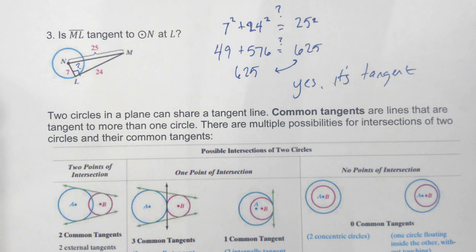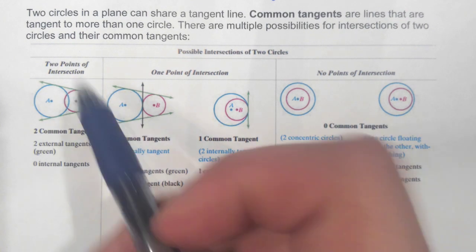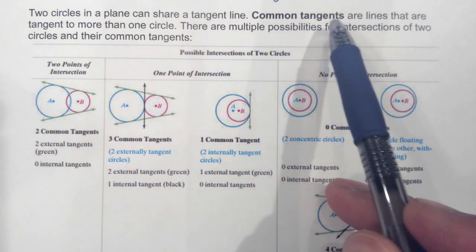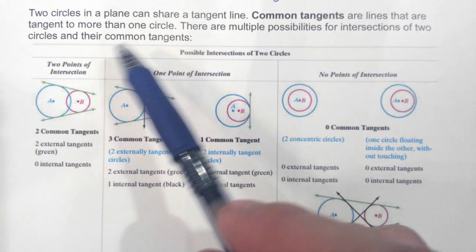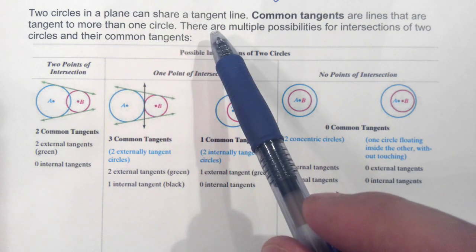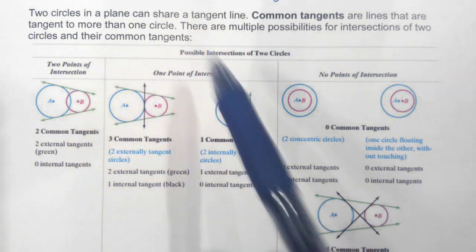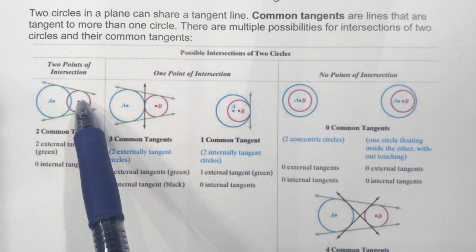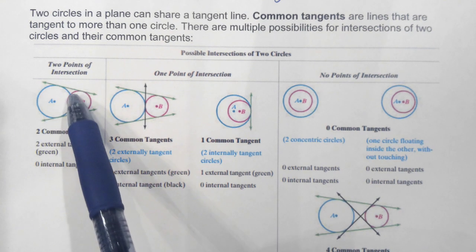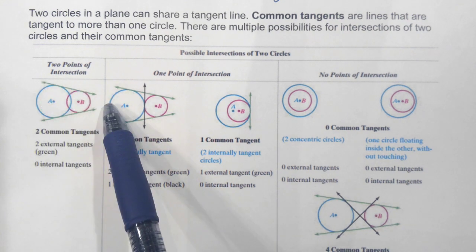Okay. Now, 2 circles. We're going to be talking about 2 circles now. 2 circles in a plane can share a tangent line. Common tangents are lines that are tangent to more than 1 circle. So there are multiple possibilities for intersections of 2 circles and their common tangents. So notice, if we have 2 overlapping circles that intersect each other, there are 2 possible tangents that we could draw.